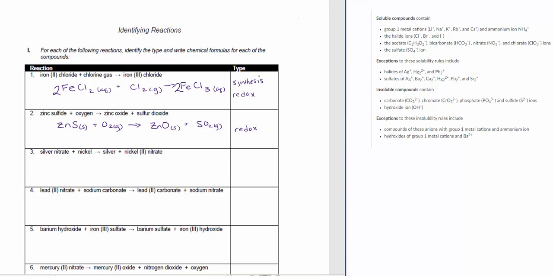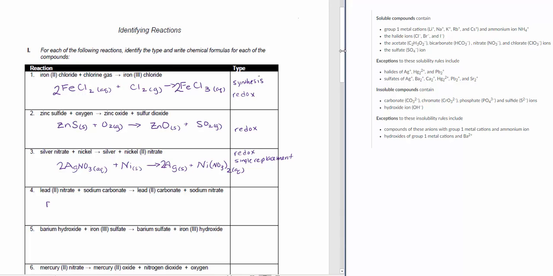Number 3, we have silver nitrate, so AgNO3, and that's going to be aqueous, and that's going to react with nickel. Nickel is a metal, it is solid, and that will form solid silver and nickel 2 nitrate. So that means I need to have 2 of these. That will be aqueous. And I'm going to need 2 of these and then 2 of these. So this is a redox reaction. This is also a single replacement or displacement reaction.